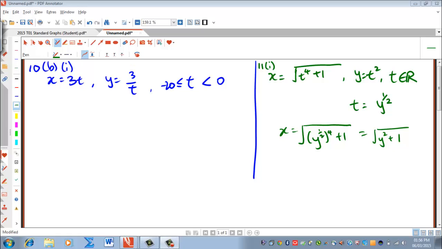In this video, we focus on the skill of finding the Cartesian equations of parametric equations, which involves only the parameter without any trigonometric functions, such as in 10b part 1 and 11 part 1 of the tutorial. For questions like this, many students will tend to make t the subject, as in 11 part 1 shown here. t is written as y to the power half, and substitute it into x.